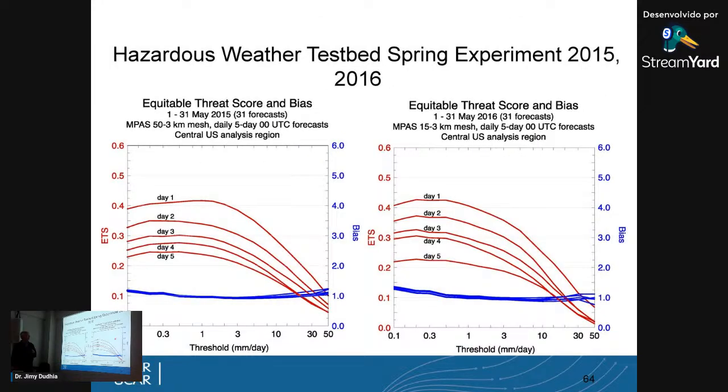And some verification here. This is basically the different thresholds of rainfall. The bias is in blue, so it's close to 1, which is good for all the thresholds. This is the threat score, which is the skill. So day 1, the skill is quite high, 0.4, but then drops obviously as you get to day 5. But it's showing the 15 to 3 kilometer mesh verifies reasonably well. This is for 2 different years, 2015 and 2016, 31 forecasts.